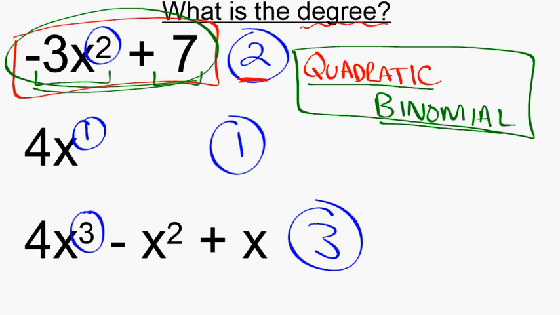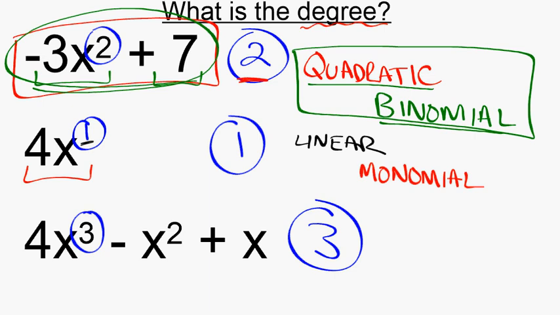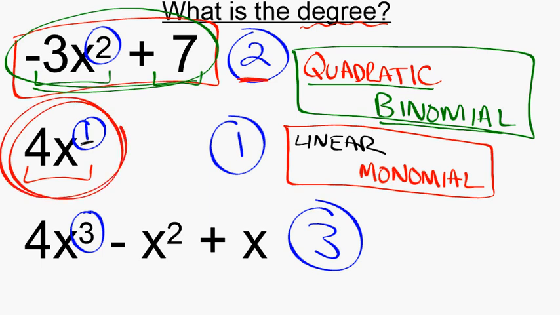The next example, this degree is 1. So looking at your table, you know that the name based on the degree would be linear. And then because there is only 1 term, this is not a binomial, it's not a trinomial, because there's not 2 or 3 terms. It is just a monomial, because mono means 1. So this polynomial right here, 4x, it is a linear monomial.